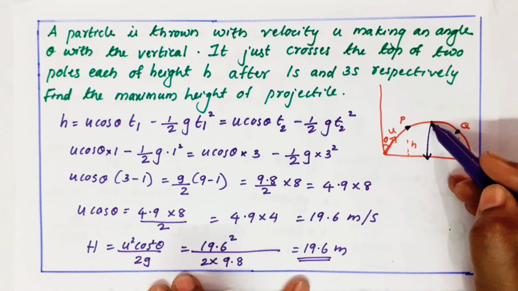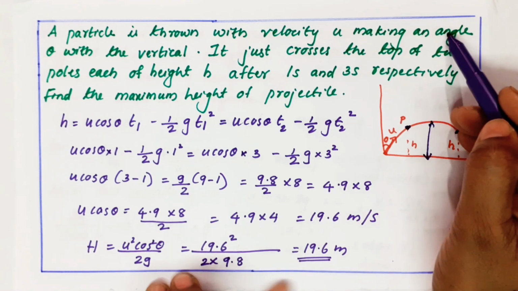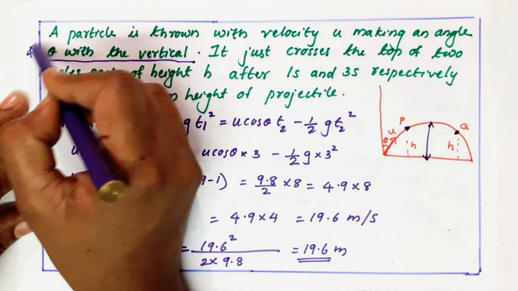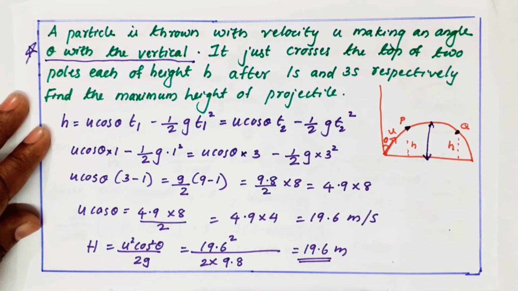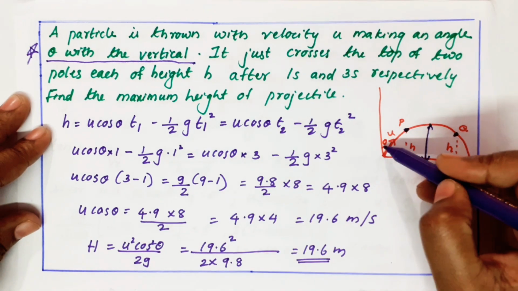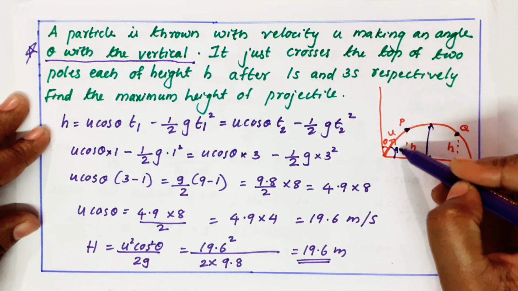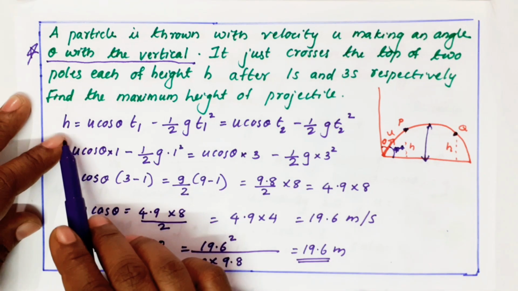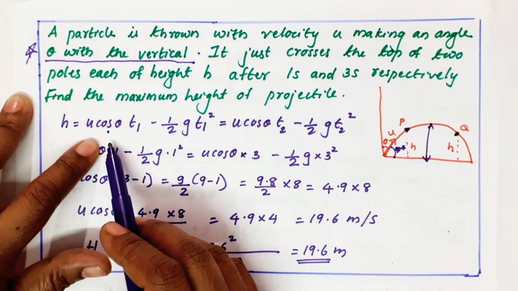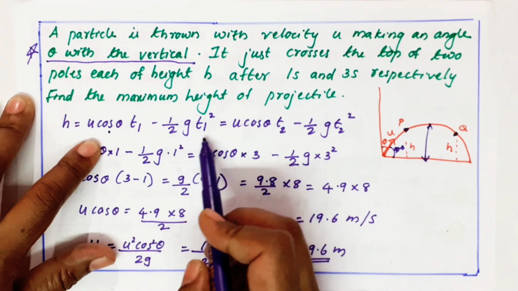In the question you have to remember they gave the angle with respect to the vertical. Mostly people won't recognize this type of thing. All the equations we learned, I discussed before, use the angle with respect to horizontal. So you have to write your equation in terms of sine of 90 minus theta, because if this is theta, what is this angle? 90 minus theta. So I use sine of 90 minus theta, which is cos theta: u cos theta T1 minus half g T1 square.